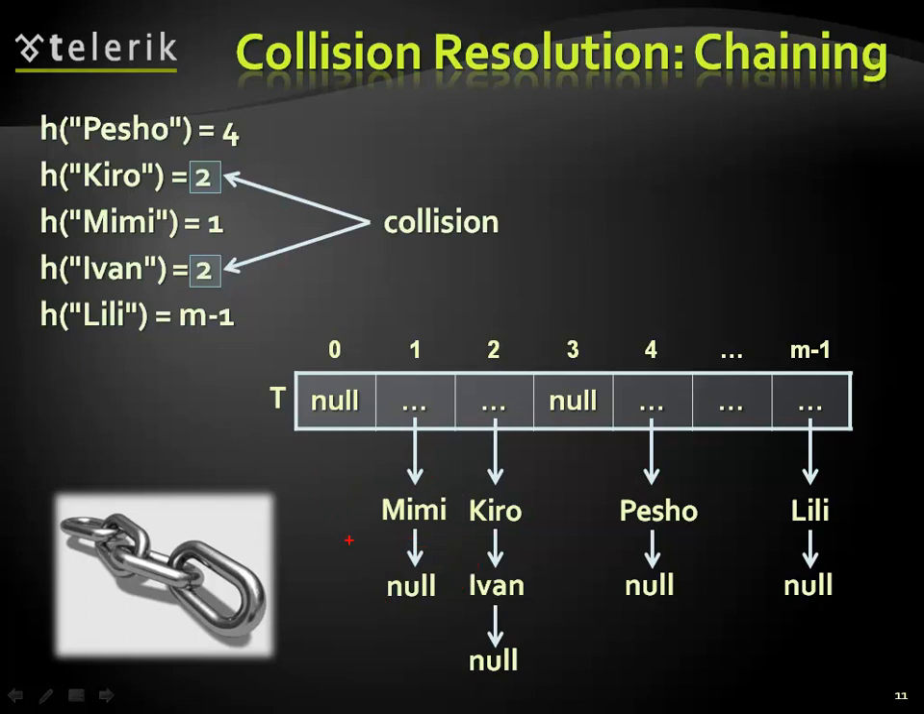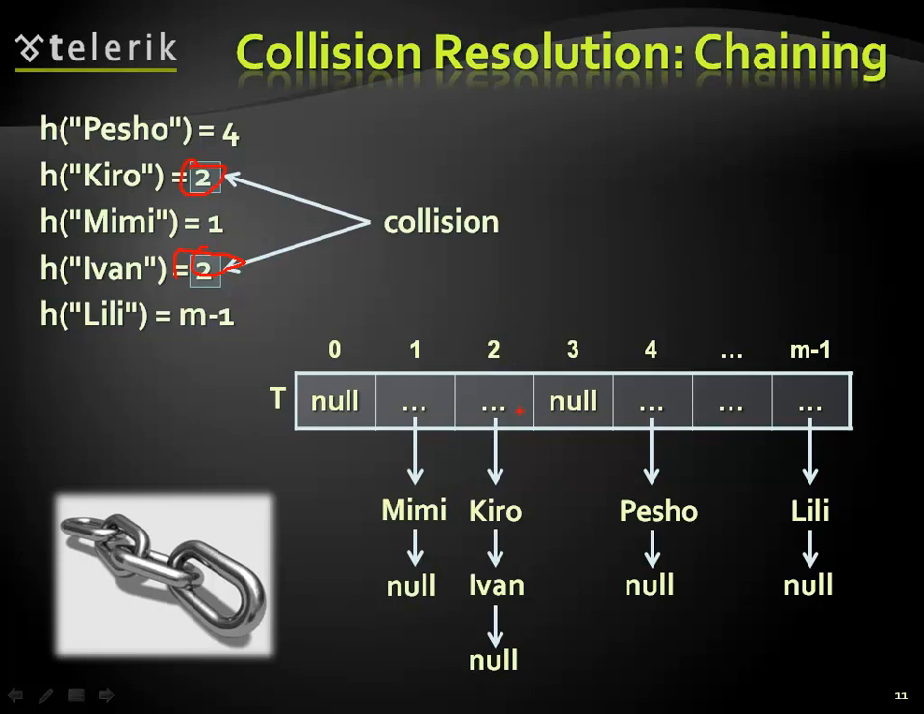Why do we have null? Well, because our list is null terminated. We studied what a linked list means. This is what a linked list means. Some elements ending with null at the end. Okay, so position 2. At position 2 we have a collision. We have Kiro and Ivan mapping to position 2. Both of these go to 2.